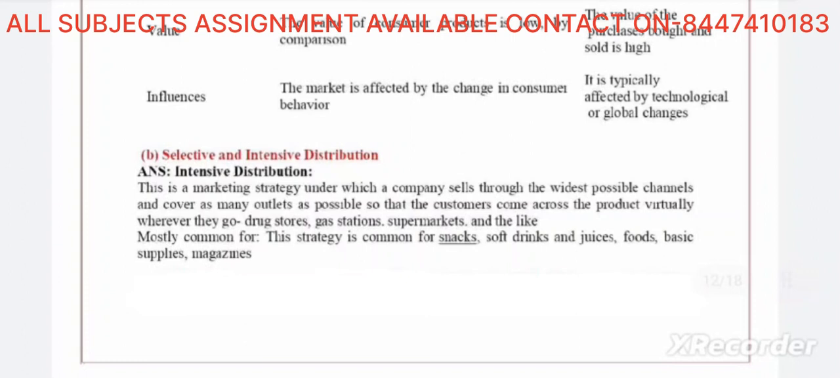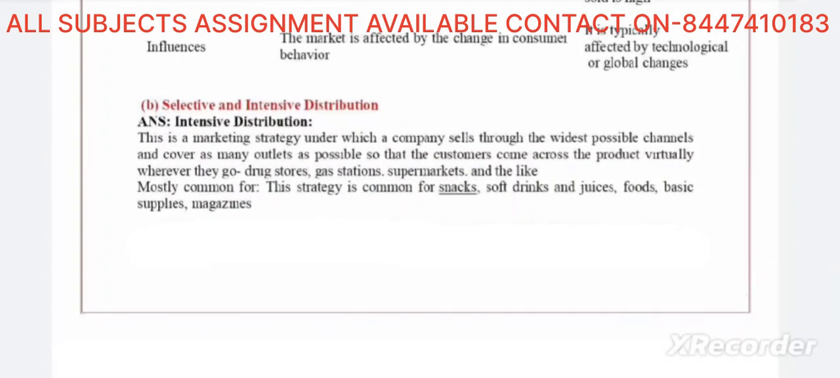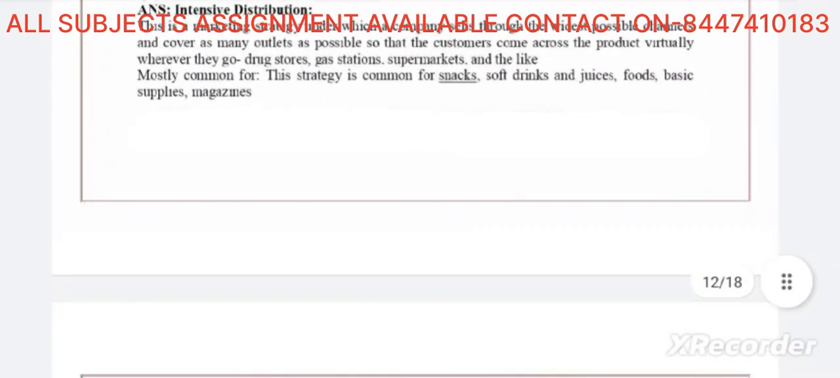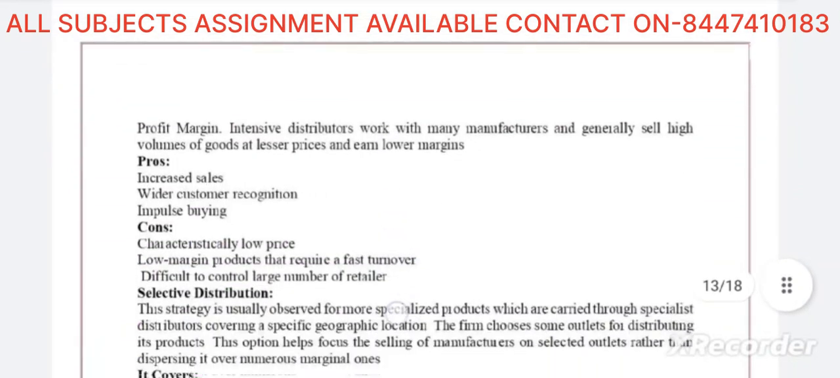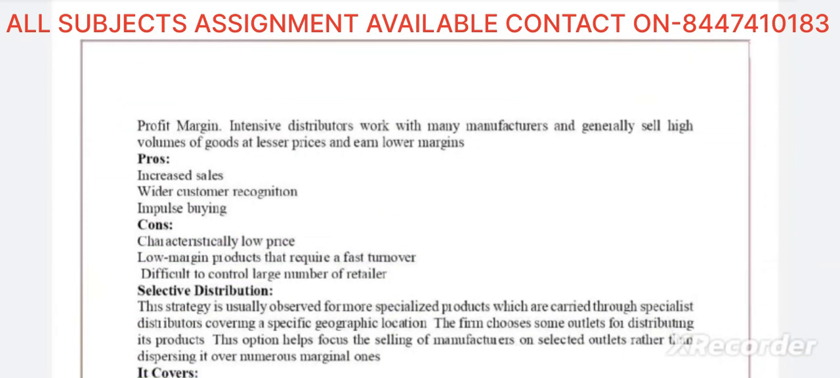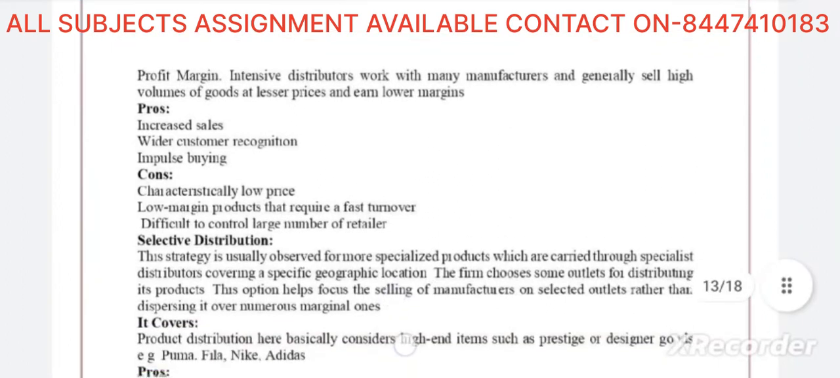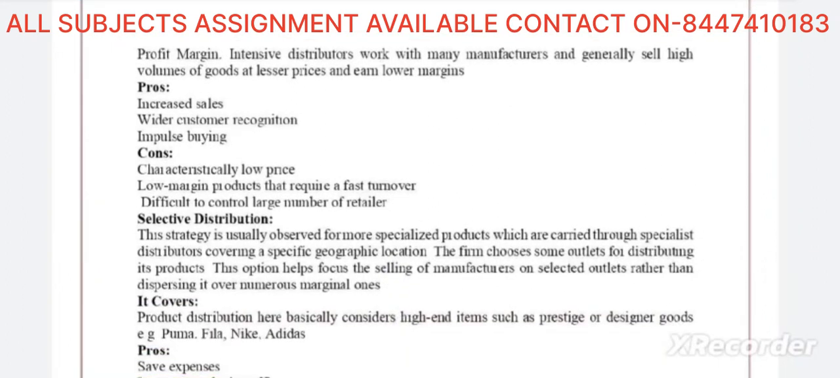Now selective and intensive distribution. Intensive distribution. This is a marketing strategy under which a company sells through the widest possible channels and covers as many outlets as possible, so that the customers come across the product virtually wherever they go: drug stores, gas stations, supermarkets, and the like. It is common for snacks, soft drinks, juices, foods, basic supplies, and magazines. Profit margin: intensive distributors work with many manufacturers and generally sell high volumes of goods at lesser prices and earn lower margins.